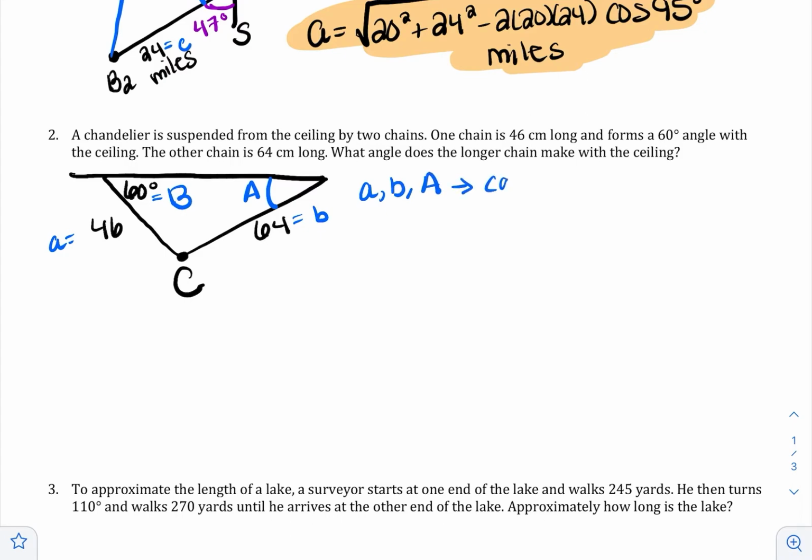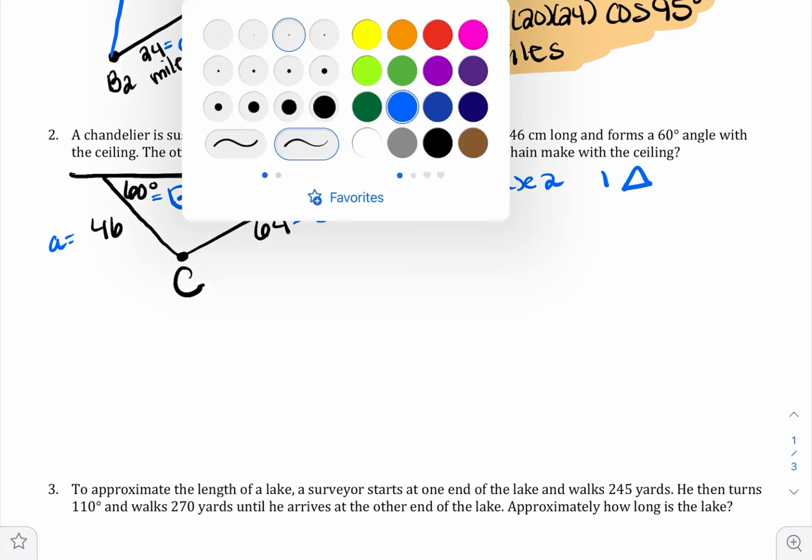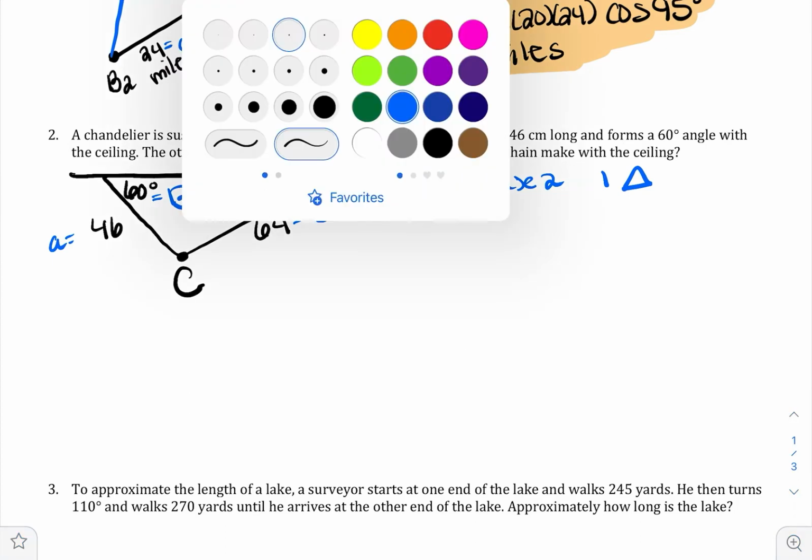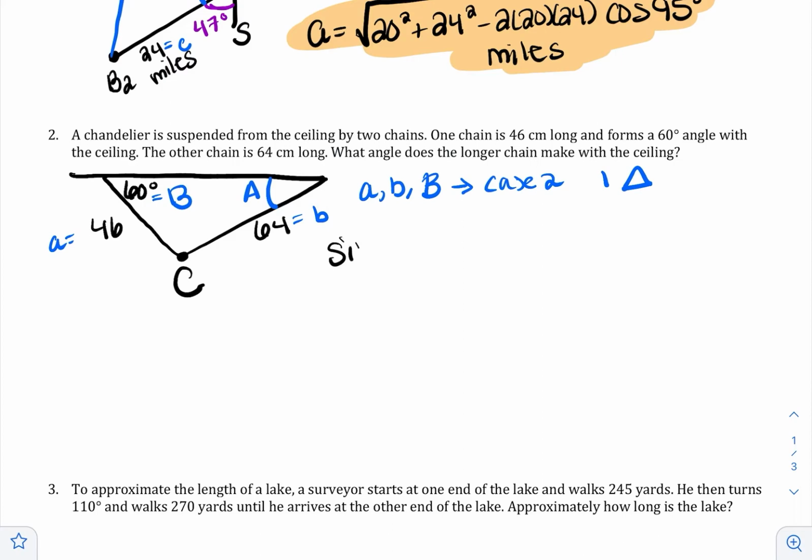So I am in case 2, the ambiguous case. But because it's an application and they told you the diagram, the situation here, you definitely have one triangle. So I can use the law of sines to solve for, oh, sorry, I don't have big A, I had big B, still case 2. I'm going to solve for angle A. So I have the sine of A over 46 is equal to the sine of 60 degrees over 64.